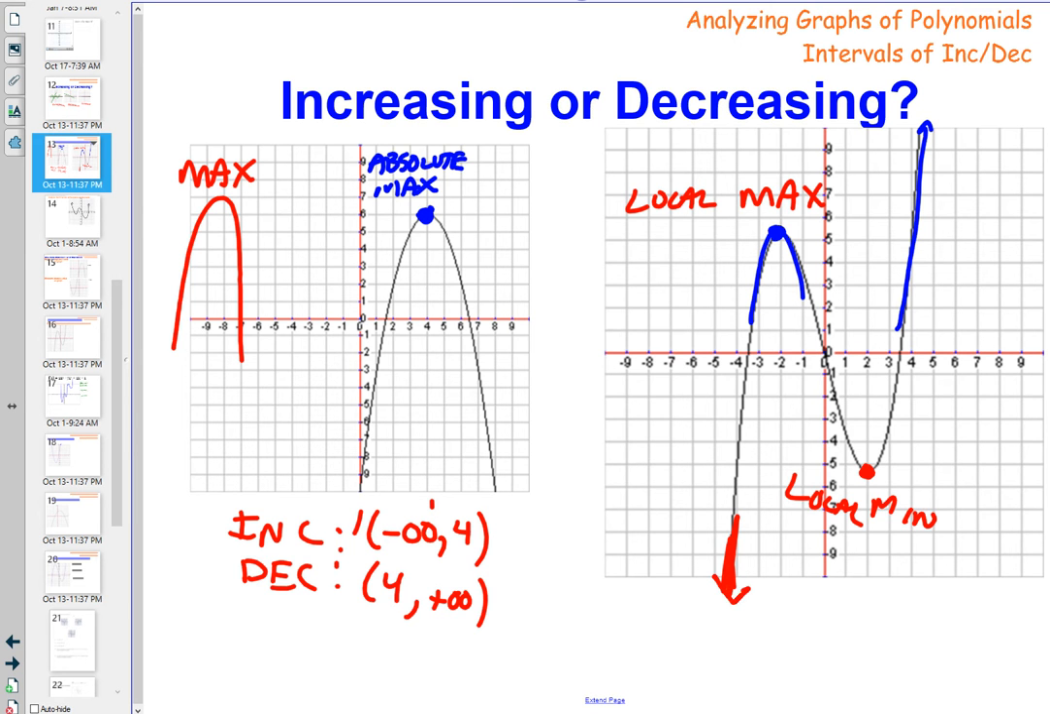When a graph goes forever in a direction, it does not have an absolute. For instance, this goes forever down. This does not have an absolute limit. It would go all the way down to negative infinity. On this end, the graph goes all the way up. It does not have an absolute max. This first one, the parabola, does have an absolute max.